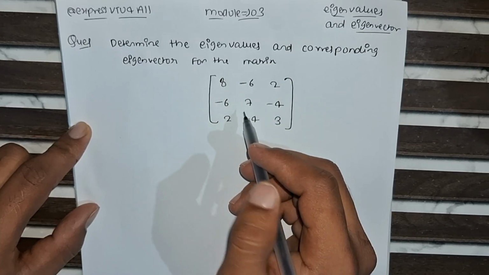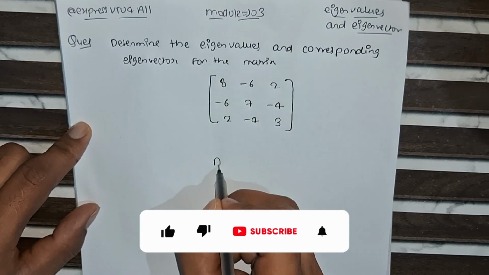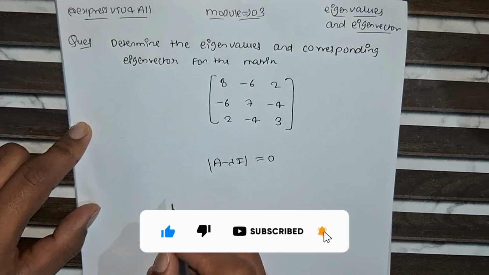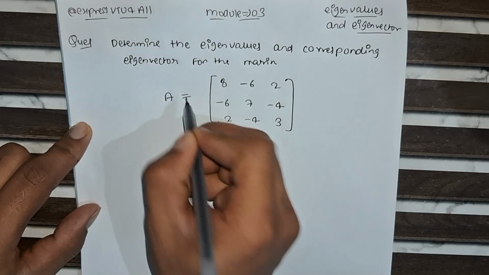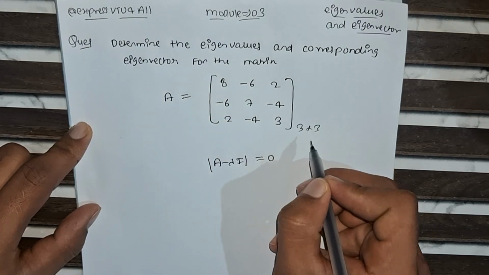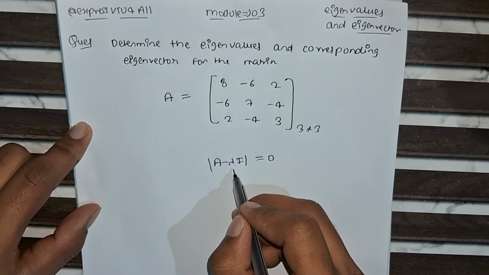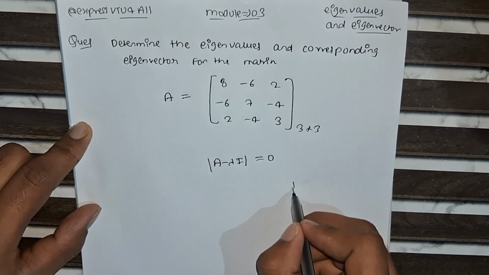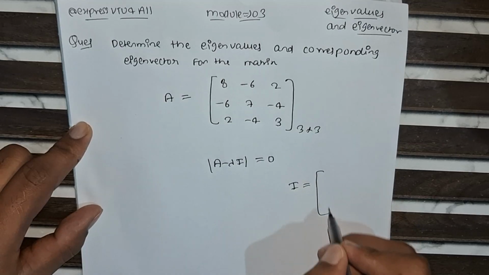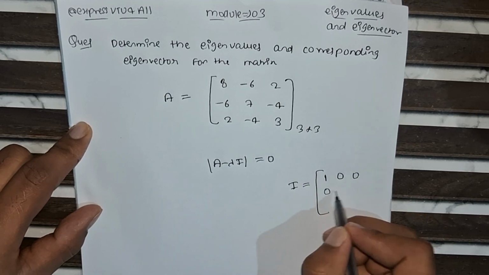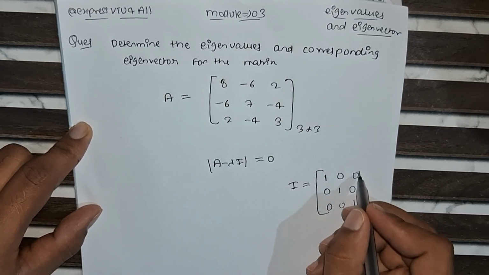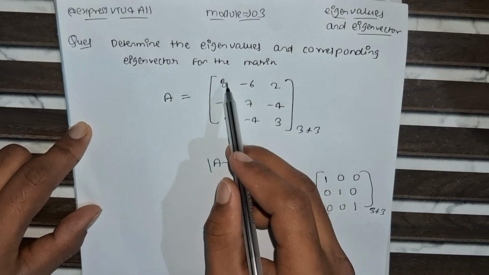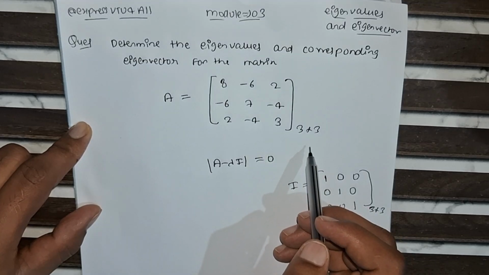So how can we find the eigenvalues? We can find them by the determinant of A minus lambda I, which equals 0. This is the matrix which is given here, and it is a 3 cross 3 matrix. Lambda represents the eigenvalues which we are finding, and I is the identity matrix. So what is the identity matrix? The identity matrix for 3 cross 3 is 1 0 0, 0 1 0, 0 0 1. This is the identity matrix for a 3 cross 3 matrix because 3 rows and 3 columns are there.